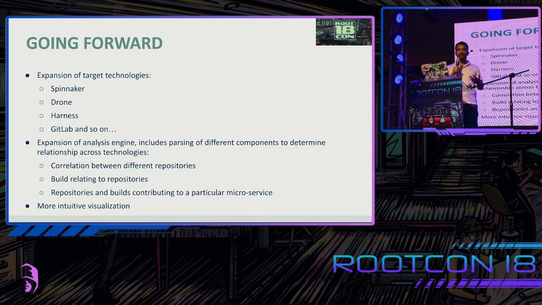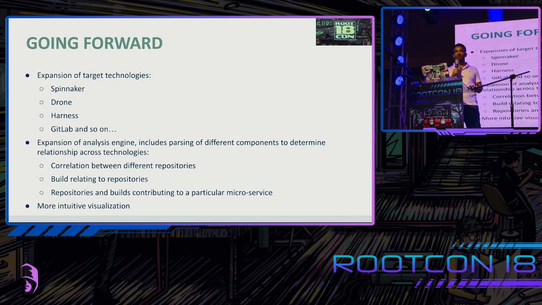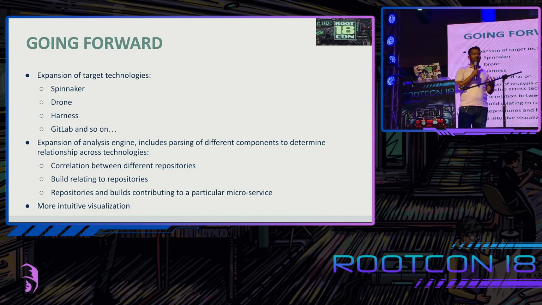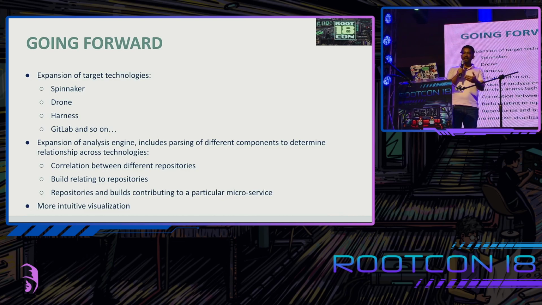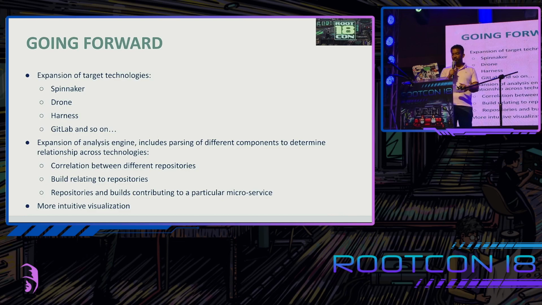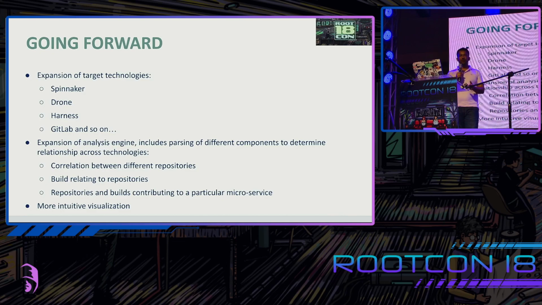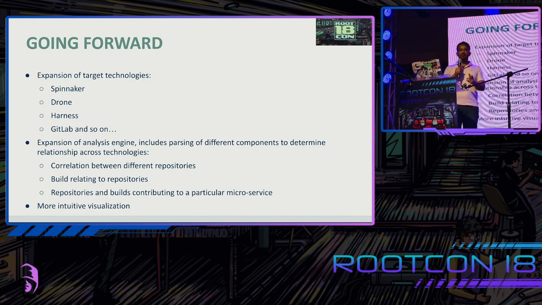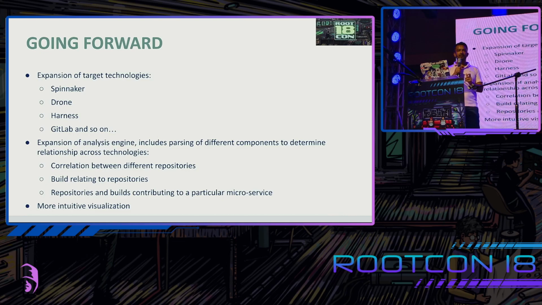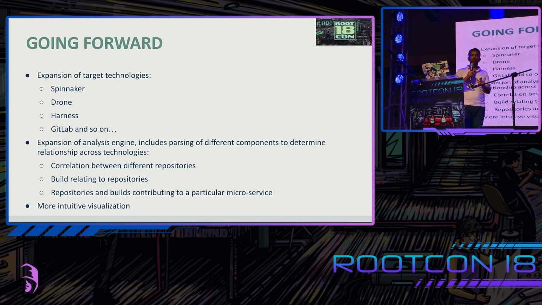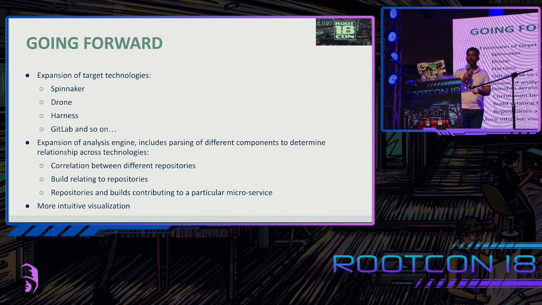And let's say you are not using GitHub as your SCM, you might use GitLab. So the more technology support CI/CD Guard has, the more data it is able to process and the more relationships it will be able to build. The second part is the analysis engine, making sure that the relationships CI/CD Guard is trying to identify are more and more mature and robust within the technology itself. One example I have put is how the correlation works between different repositories.